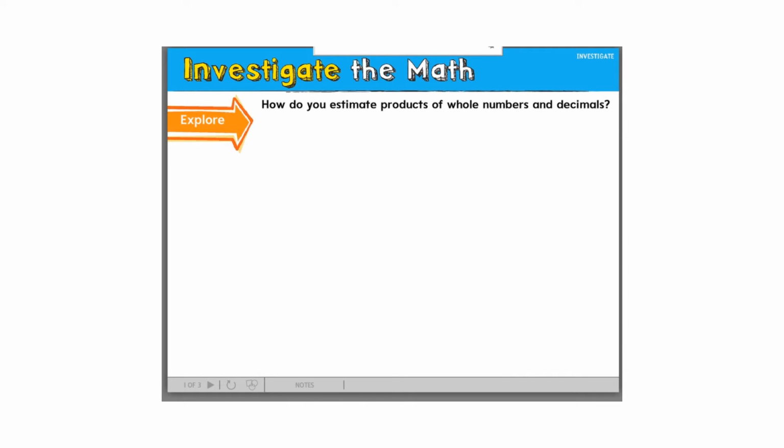All right, so the question for today on our investigate slide is, how do you estimate products of whole numbers and decimals? So here's a few examples. In your notes, so this part's for your notes that you already have gotten out. We're on chapter 6, lesson 1. It's called Estimate Products of Whole Numbers and Decimals.